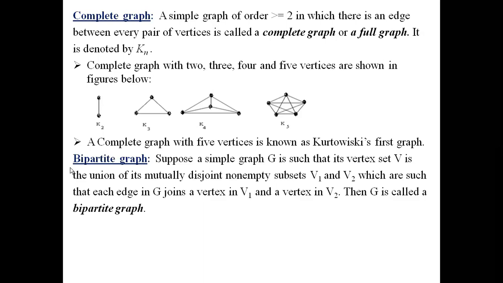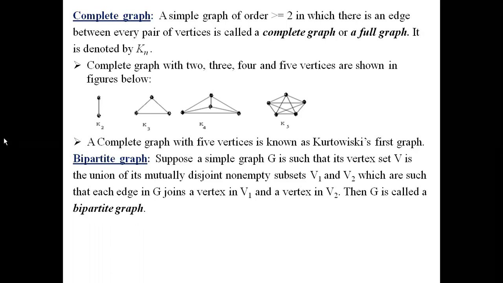Next, we understand the definition for bipartite graph. Suppose a simple graph G is such that its vertex set V is the union of its mutually disjoint non-empty subsets V1 and V2, which are such that each edge in G joins a vertex in V1 and a vertex in V2. Then G is called a bipartite graph.